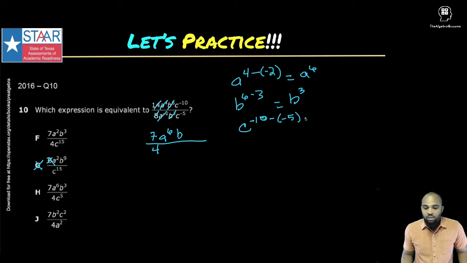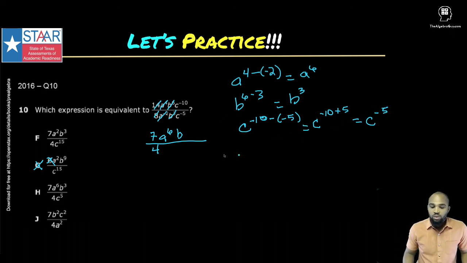And that is going to give me -10 plus 5. Well, what's -10 plus 5? c to the -5. So that's a negative exponent. So I know that number is going to go to the bottom to get it to be positive, because we can't have a negative exponent. So c to the positive 5th. So that is what I'm looking for.